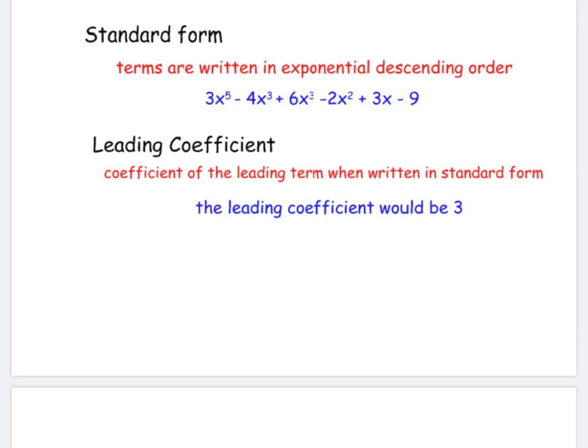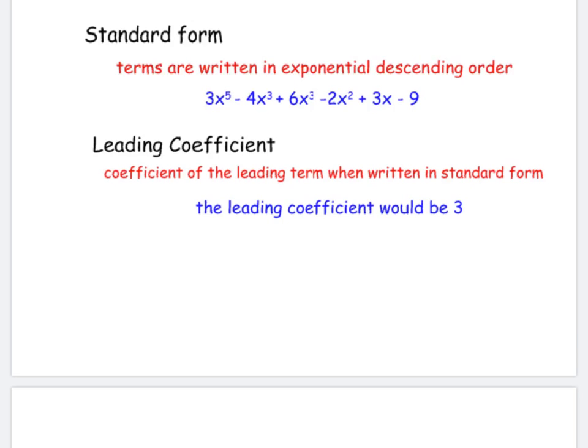Standard form is when you have your terms written in exponential decreasing order. So if you look at the example we have, it is written in standard form as it is the highest exponent all the way down to the constant term.